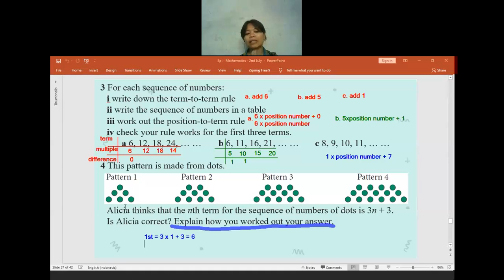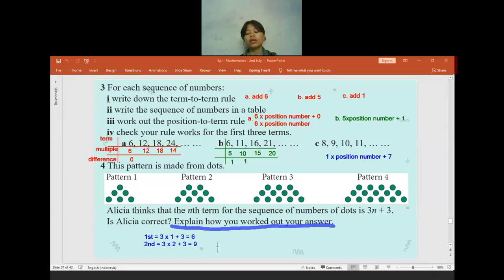You have to check at least 2 patterns. So let us check the second pattern. For the second pattern, it will be 3 times 2, and you replace it into whatever pattern you are going to check. So 3 times 2 is 6, 6 plus 3 is equal to 9. And then let us count the number of dots. Yes, there are 9 dots, so it means it is correct.